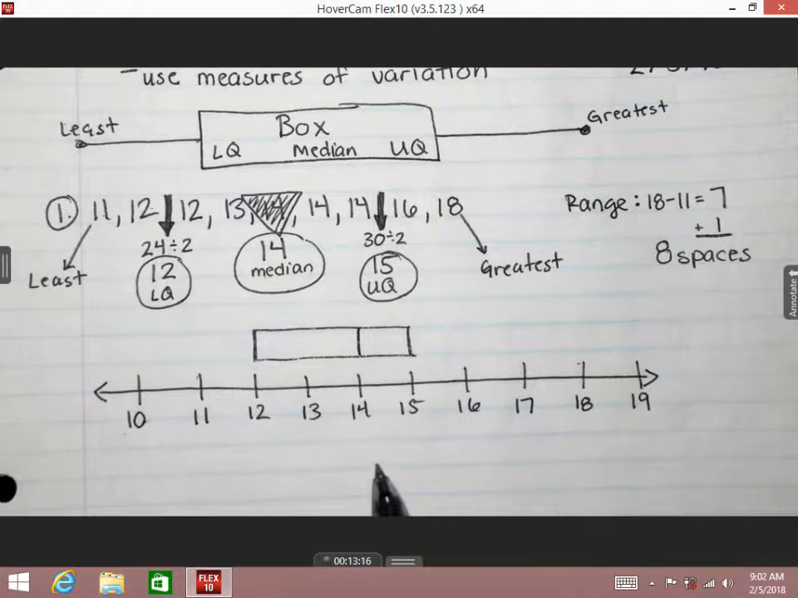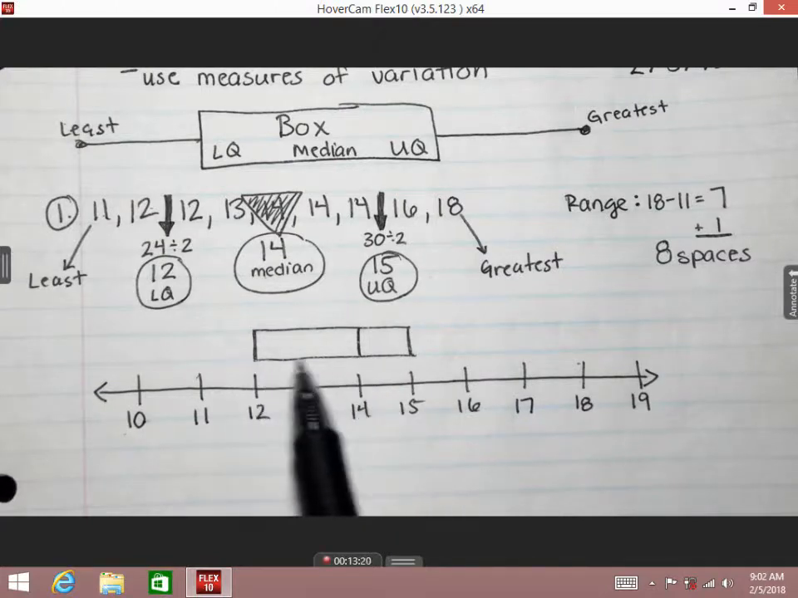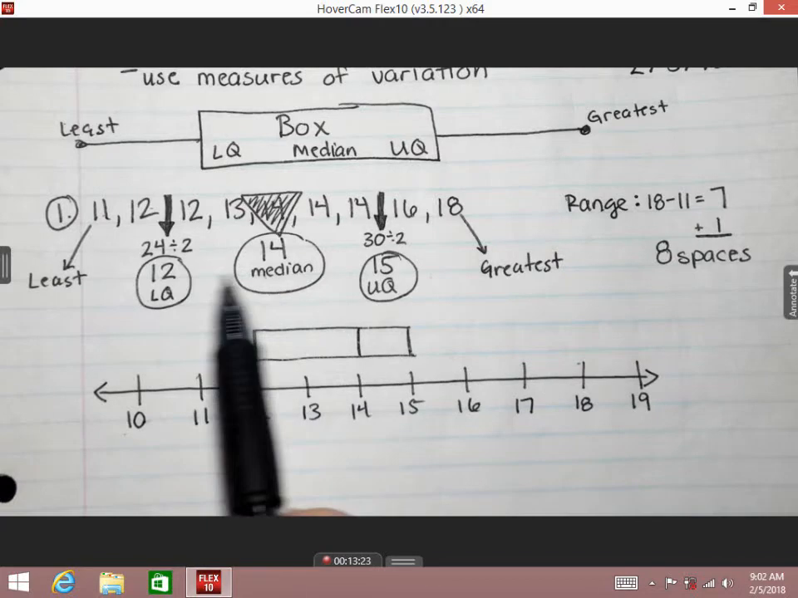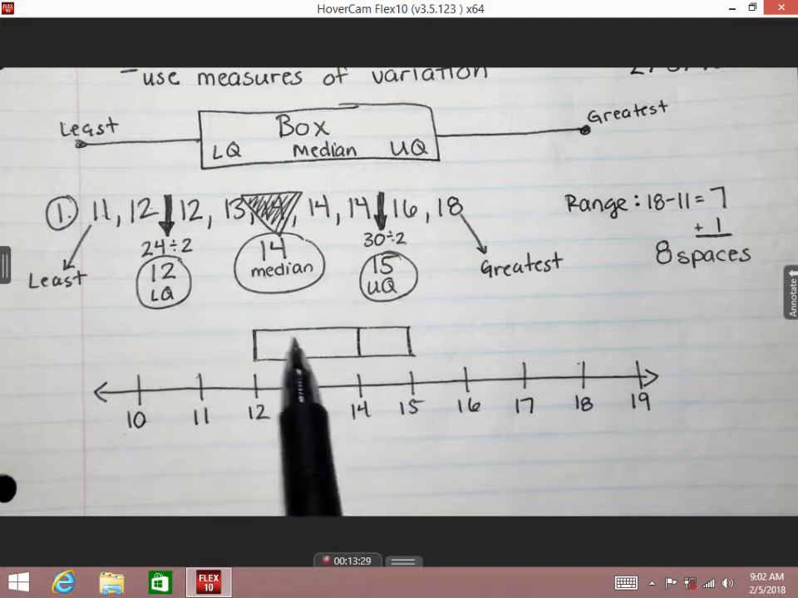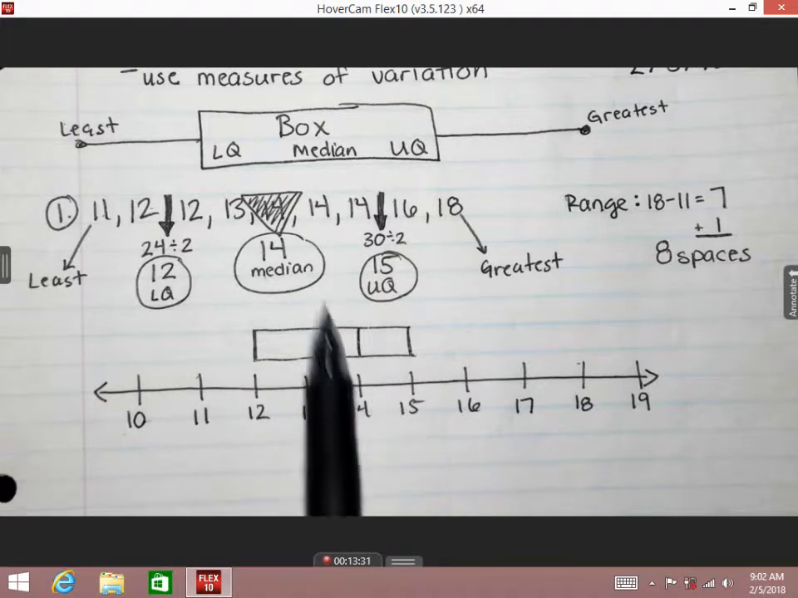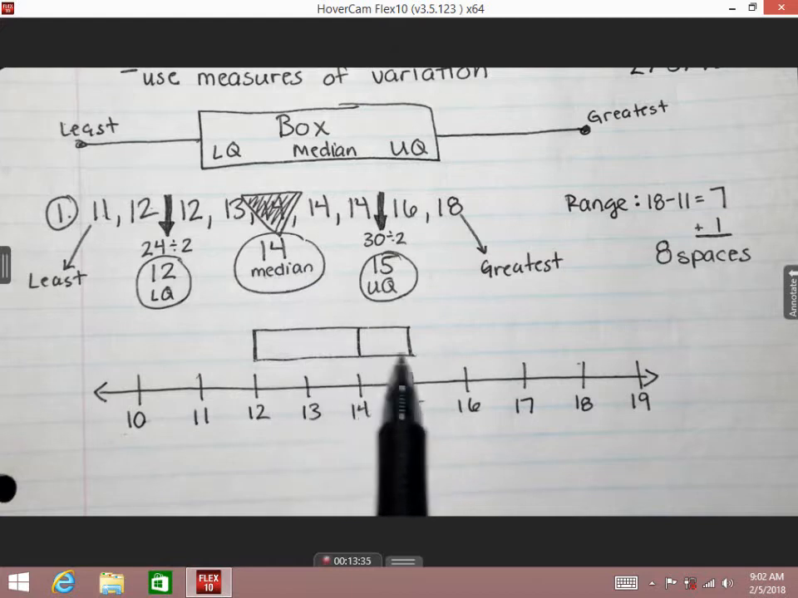So what that means for us, guys, when I look at this, from 12 to 13, this bottom half, so if I look at my LQ to my median, do you see how that has 2 spaces in between it? All right, so that's going to be a longer space. My other part, my median to my UQ, 14 to 15, that only has 1 space, doesn't it? So it's a shorter amount in the box.